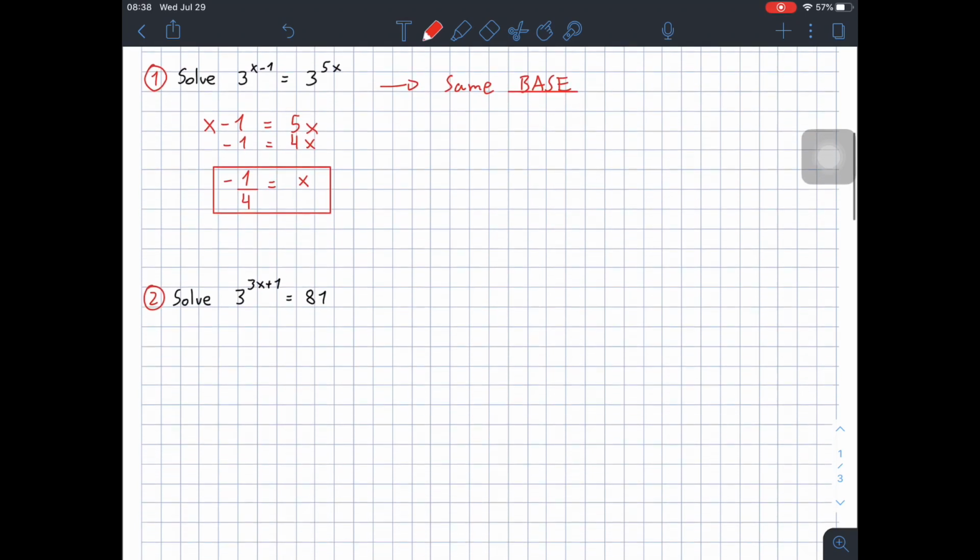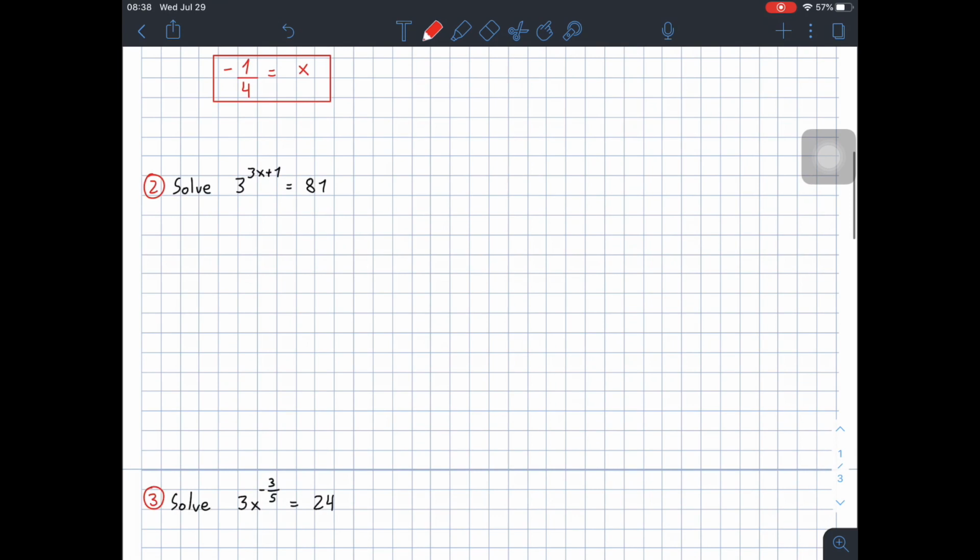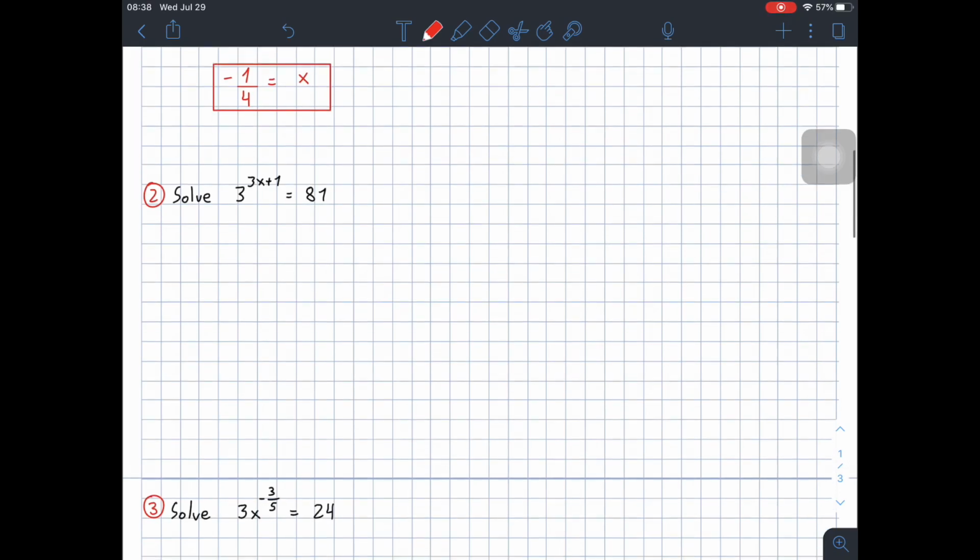Let's go to the second one. In this case, you see that we don't have the same base, right? So I need to do some transformations in order to acquire the same bases, right? One thing that I see is that 81 is the same as saying 3 to the 4th power, right? So I can rewrite this expression by saying 3 to the power of 3x plus 1 must be equal to 3 to the power of 4.